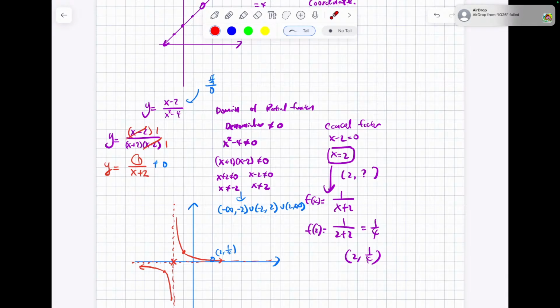So we do not take this because 1 over 0 is undefined, right? But there was still a coordinate for that hole. There was still a coordinate hole because you had to go in and draw it, and there's a coordinate on it.